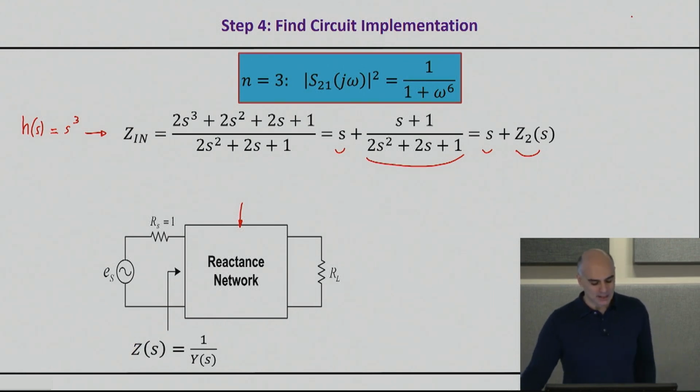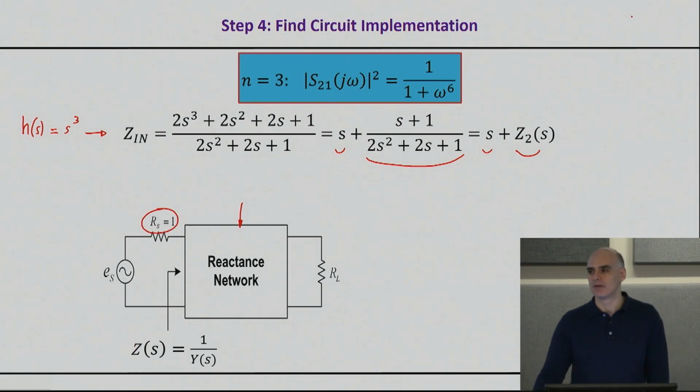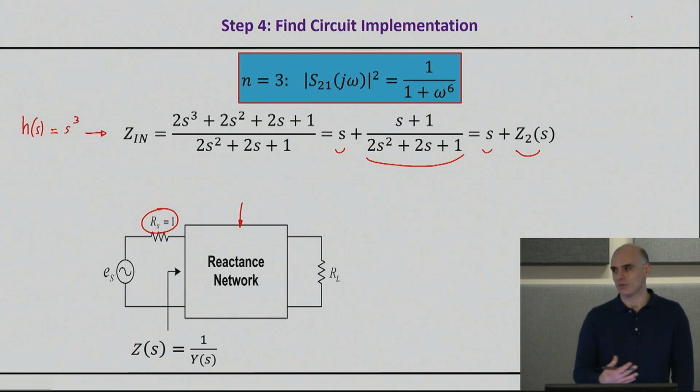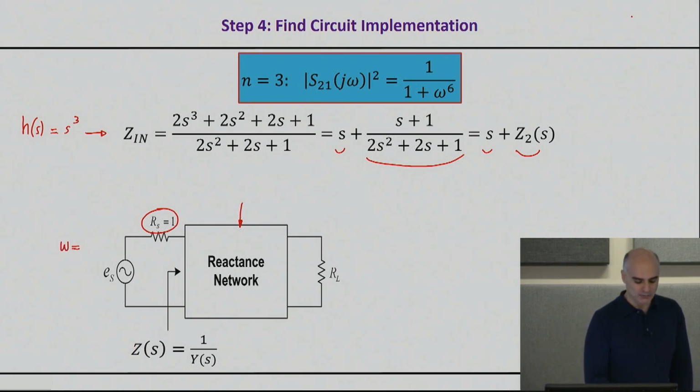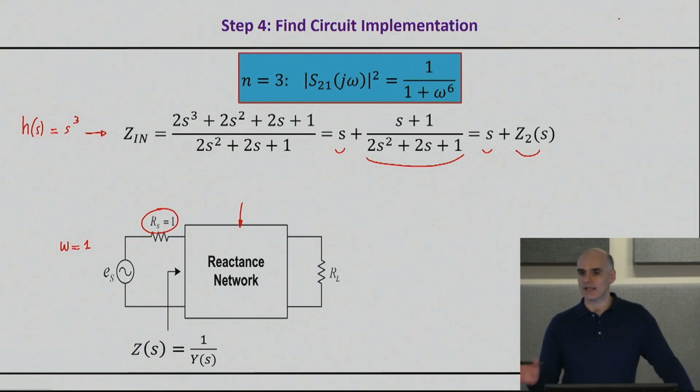What I mean by normalized domain is that my source impedance is assumed to be equal to 1 ohm. I'm making this assumption. Later on, I will scale this impedance to whatever value I want. And I'm also working with a frequency of 1, so my omega is equal to 1 here, again, in a normalized domain. Later on, we'll figure out how we can go from this synthesis that assumes 1 rad per second to any other frequency that I want.